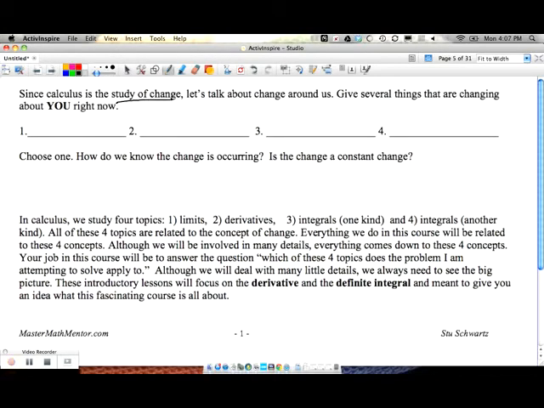So since calculus is the study of change, let's talk about change around us. Give several things that are changing about you right now. Well, probably some of you have a clock. I have a clock around me, and that's changing. For sure, the temperature is changing. Hope your temperature is changing as well, keeping you cool or warm, depending on whatever you need at the moment.